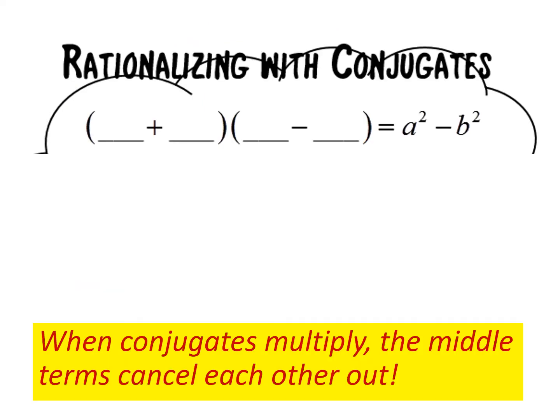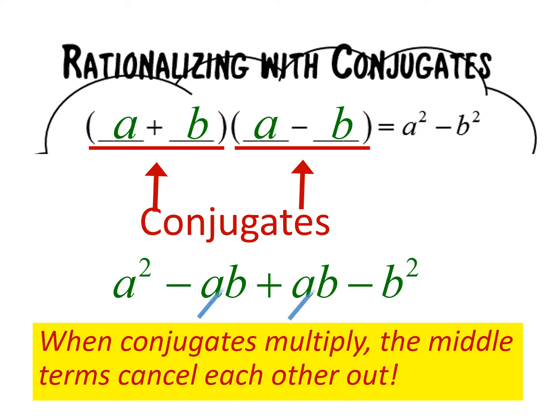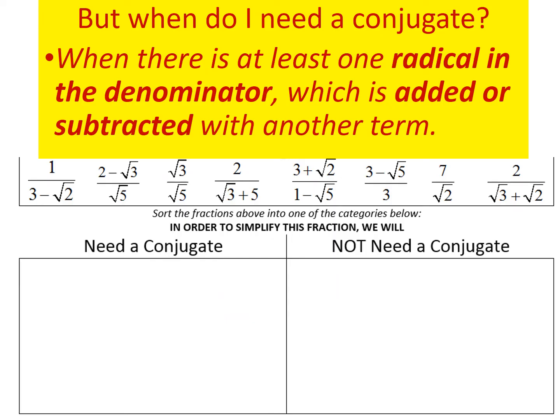All right, we're going to talk about rationalizing with conjugates. So if you have an a plus b times a minus b, definitely remember that that is a squared minus b squared. So anytime you have in your factored form the same terms with a different sign, our vocabulary for that is conjugates. Once we FOIL it out, this is what we get, and clearly the middle terms cancel out.